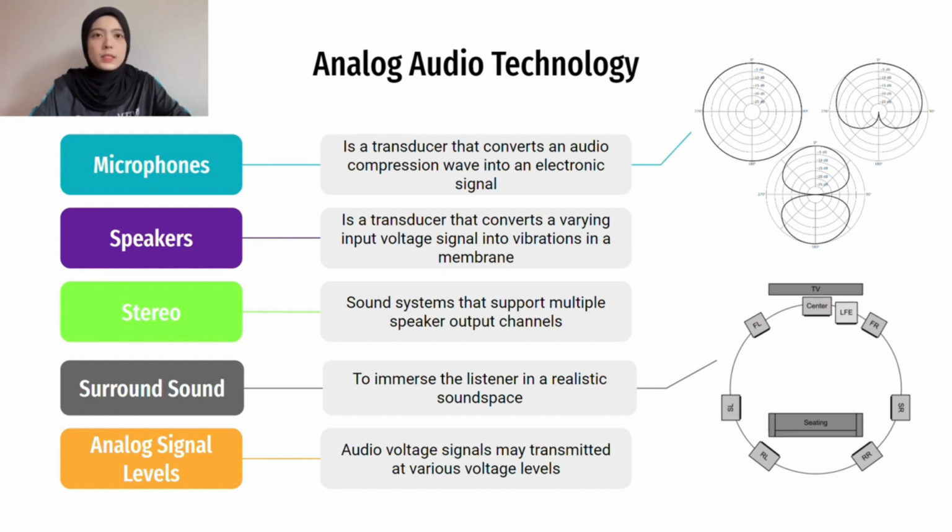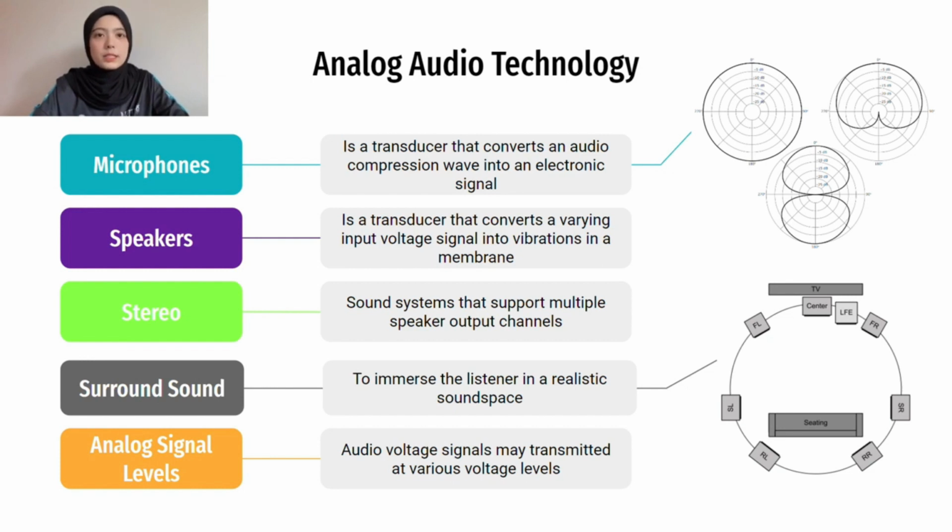Speaker is a transducer that converts a varying input voltage signal into vibration in a membrane. Stereo is sound system that support multiple speaker output channel. For example, iPod, sound system car. Next, we have surround sound to immerse the listener in a realistic sound space.